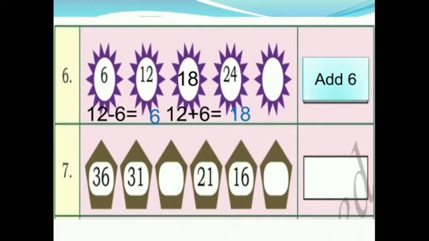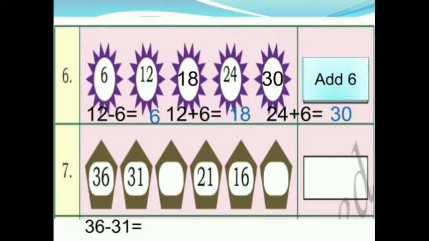They have already given 24. To find out the next number, we should add 24 to 6. 24 plus 6? 30. So the next missing number is 30. Children, see the next question. 36, 31, dash, 21, 16, dash. To find out the missing number, we should subtract second number from first number. Means we should subtract 31 from 36. What is 36 minus 31?